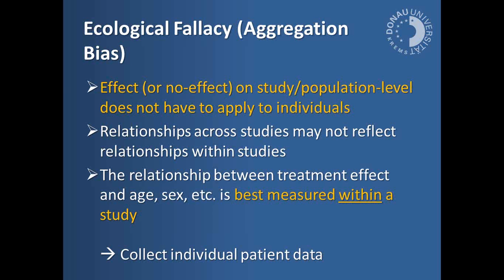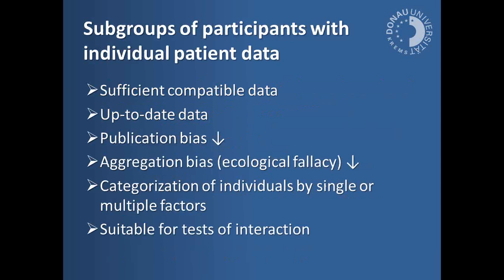A solution to this problem could be to collect individual patient data. So you have the raw data of all patients with all the factors and covariates, and you can do a more appropriate analysis. But for sure it's a lot more work. With the individual patient data systematic review, you have up-to-date data. You can decrease the publication bias. You can also decrease the aggregation bias. And you can categorize individuals by single or multiple factors. This is more suitable then for the tests of interaction.